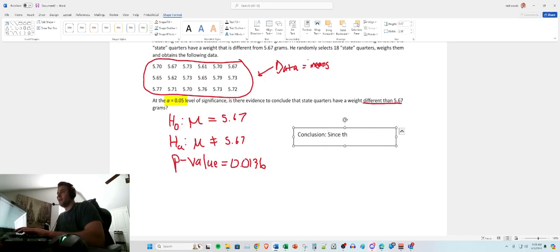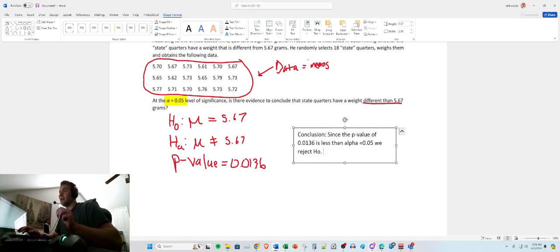Since the p-value of 0.0136 is less than alpha equals 0.05, we reject the null hypothesis, reject H0. So we're saying that there's a difference. So that's the next sentence.